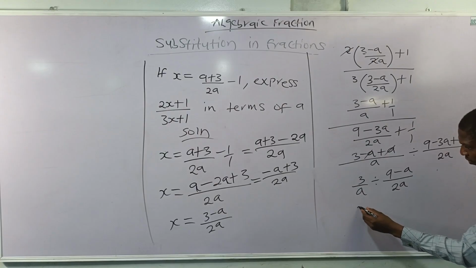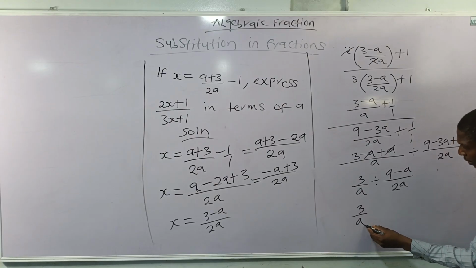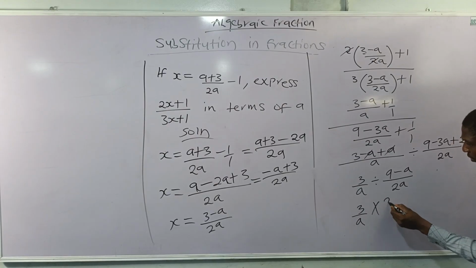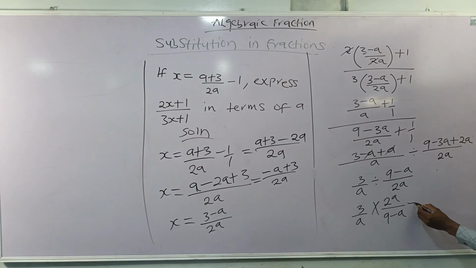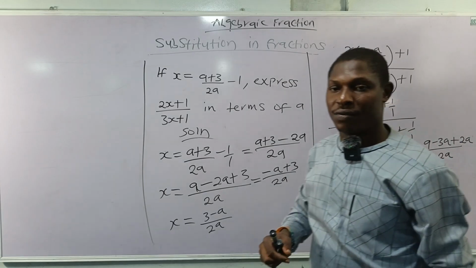So if I interchange, I'll have 3 all over a times 2a all over 9 minus a, which will give me, this can cancel this to give me 6 all over 9 minus a as my final answer.